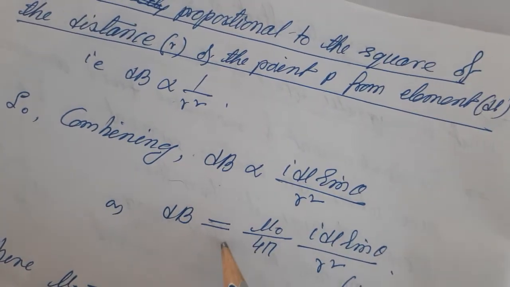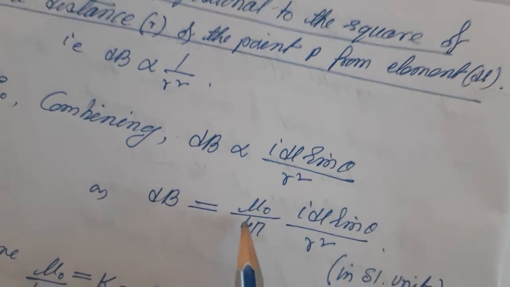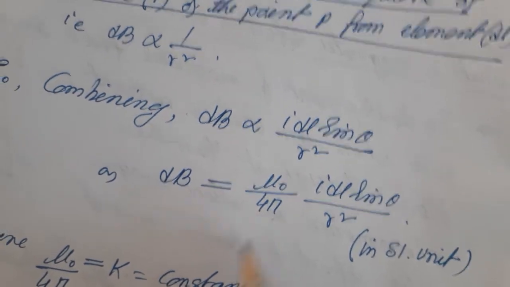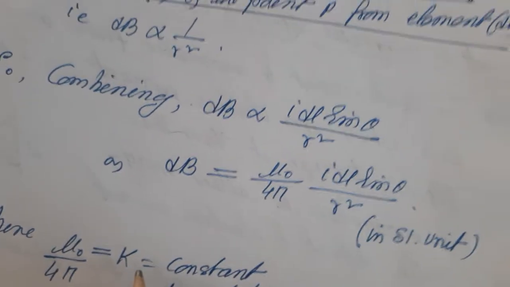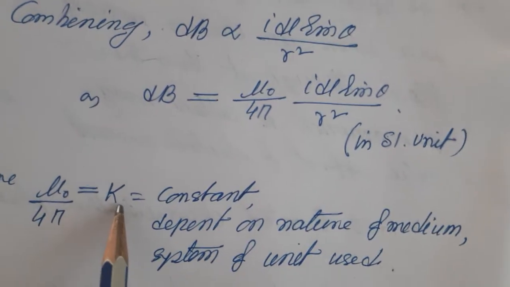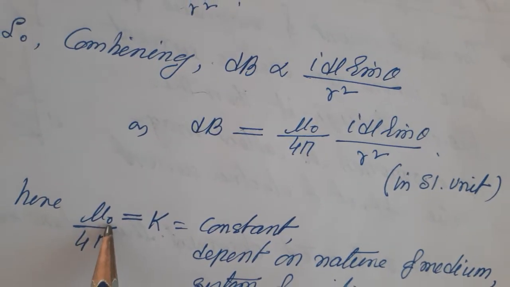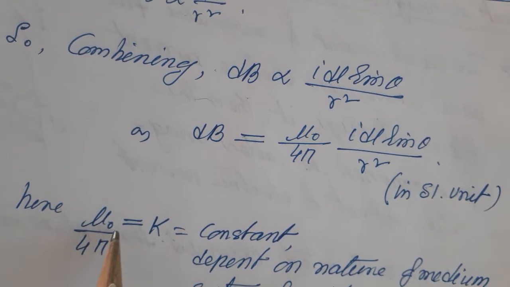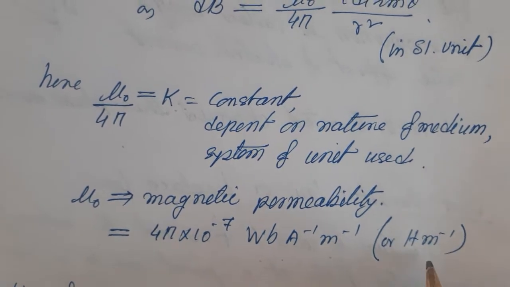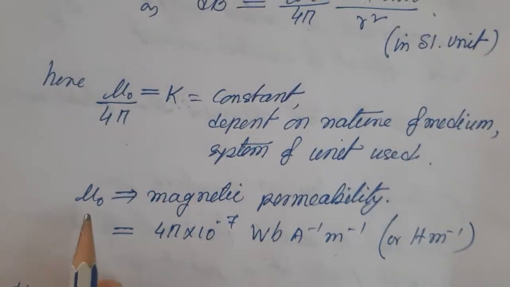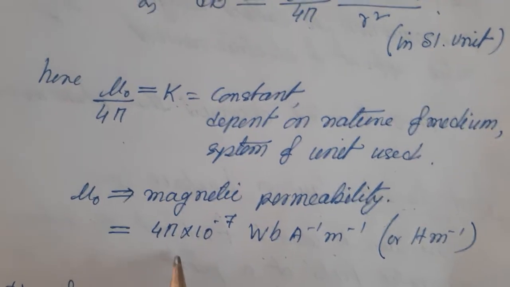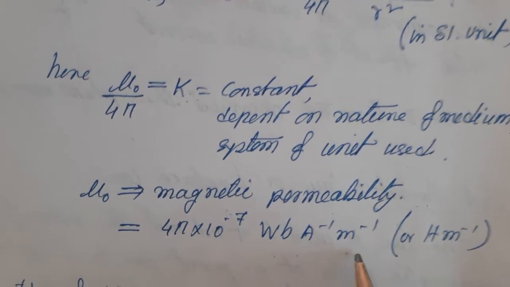Then taking this as an equation, you have to put a constant mu 0 by 4 pi. I already found out what k is. K is equal to mu 0 by 4 pi, where k is a constant. This constant is dependent on the nature of the medium and the system of units taken. So the value of the constant is mu 0 by 4 pi, where mu 0 is the magnetic permeability of vacuum, and its value is 4 pi into 10 to the power minus 7 Weber per ampere per meter, or Henry per meter, you may write. So remember, mu 0 is the magnetic permeability in free space or vacuum, and its value is 4 pi into 10 to the power minus 7 Weber per ampere per meter.